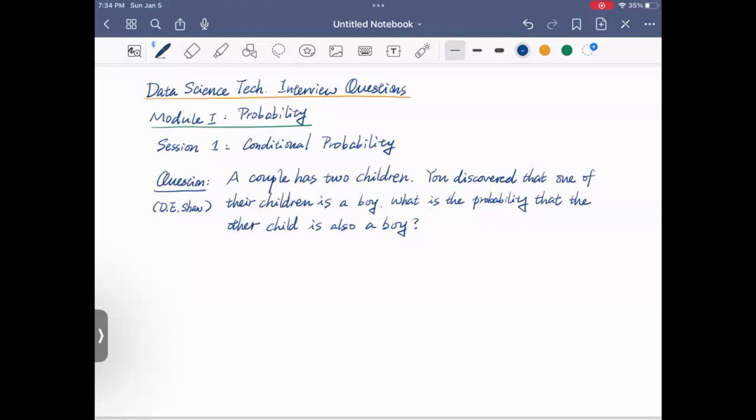A couple has two children. You discover that one of their children is a boy. What is the probability that the other child is also a boy? So let's first review what conditional probability is and then come back to solve this problem.